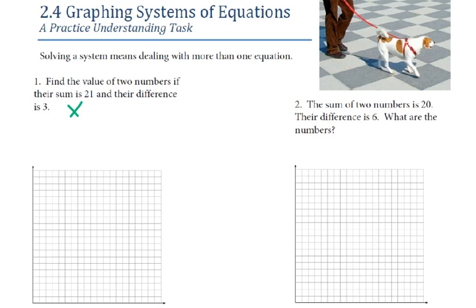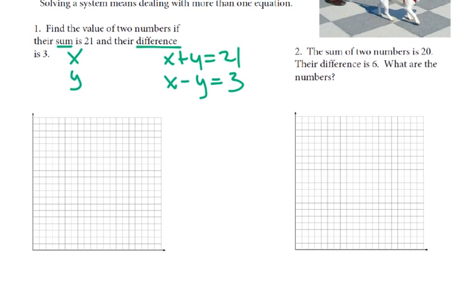Well, let's call one number x and one number y. So their sum, when I add them together, is 21. Their difference, when I subtract them, and it doesn't matter which one we put in front to subtract, is 3. So we've got two equations here that we can graph.